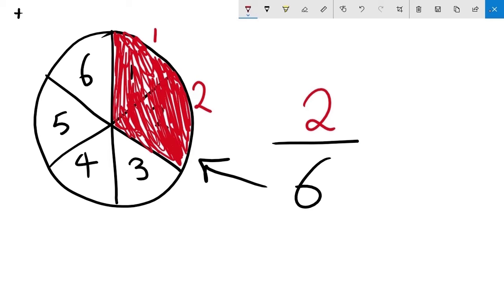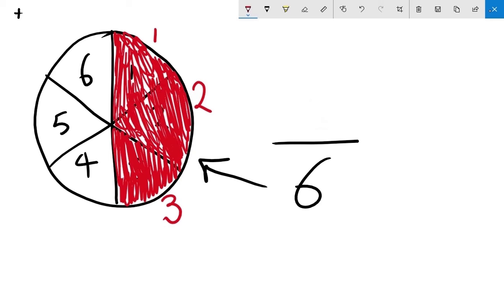Good. Let's take, for instance, another part is shaded also. We now have 3 shaded parts, so the fraction becomes 3 over 6 parts shaded, because there are 1, 2, 3 shaded parts, and there are 1, 2, 3, 4, 5, 6 total parts.